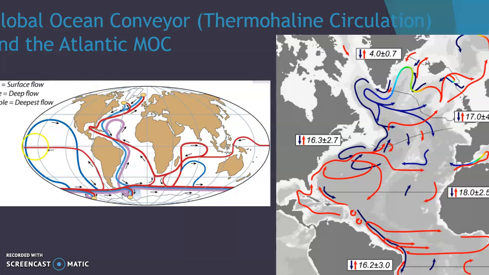This whole region here, this part of the global ocean conveyor, is referred to as the Atlantic Meridional Overturning Circulation. Throughout the rest of the presentation, I'm going to refer to that as the Atlantic MOC. Here is a more detailed view of the Atlantic MOC, which is vital to the Northern European climate.